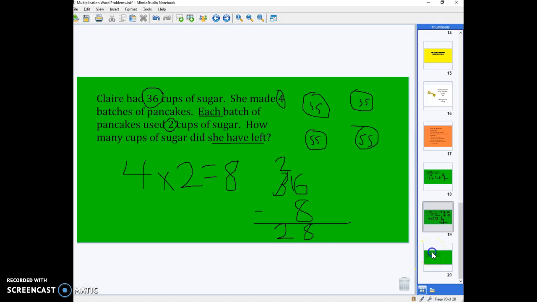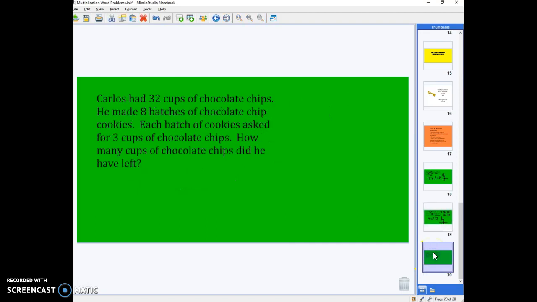Let's do one more problem and then you're good to go. So this one says Carlos had 32 cups of chocolate chips. He made 8 batches of chocolate chip cookies. Each batch of cookies asked for 3 cups of chocolate chips. How many cups of chocolate chips did he have left? Okay, there we go again. 32 cups is what he started out with. Then he decided to make 8 batches of chocolate chip cookies, and each batch called for 3 cups. How many cups of chocolate chips did he have left?